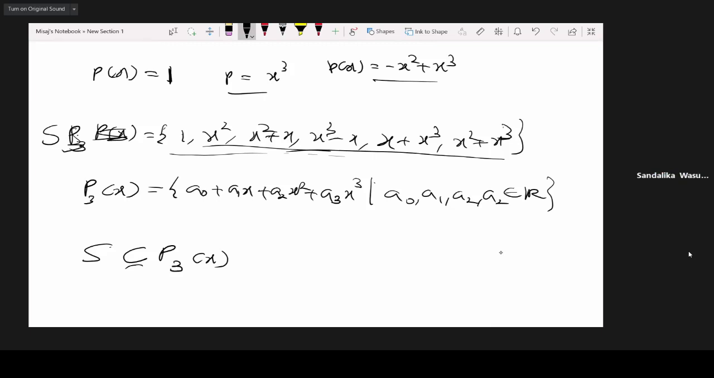So this is some set of degree 3 polynomials, not the whole collection, but a few of them. Therefore, if you take the general P3(x), S is a subset of P3. Clear?